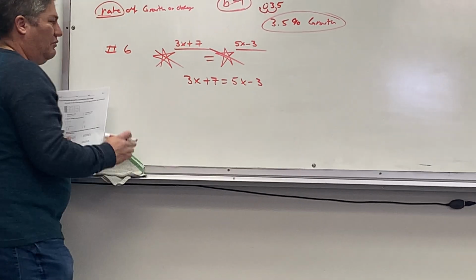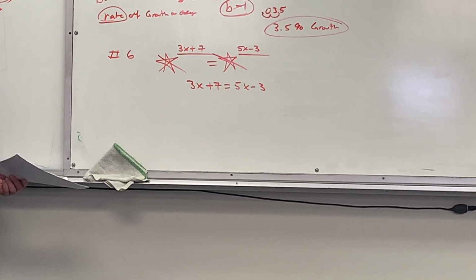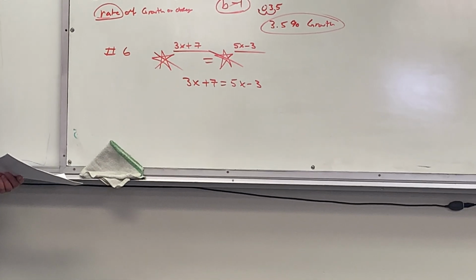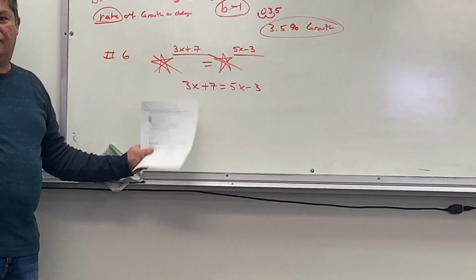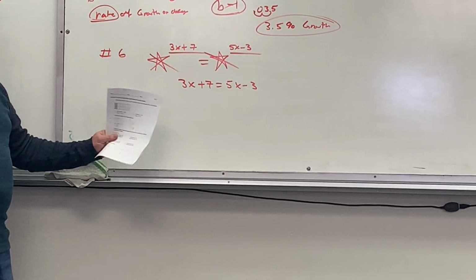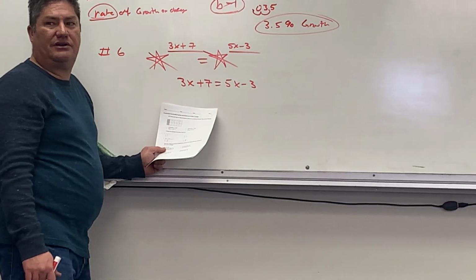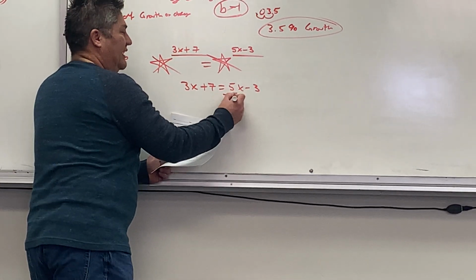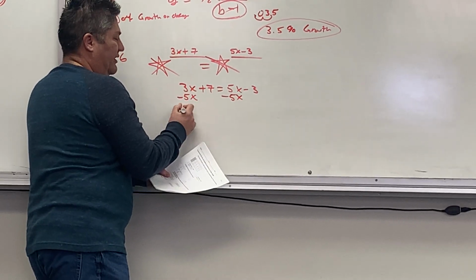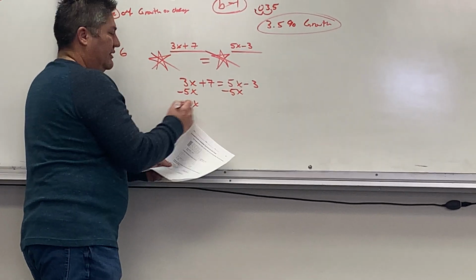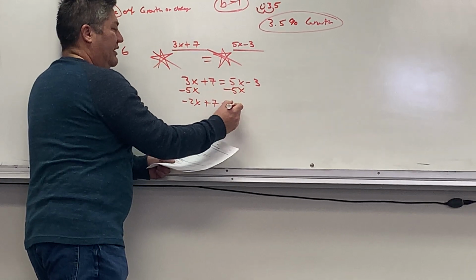So Keena, what do I want to do to both sides to get all my x's on one side? So notice I said focus on the x first. Focus on the x's first. What should I subtract from both sides? 5x, she says. Is that okay? Sure, it might make it negative, but that's okay. She's bringing her x's over here. Negative 2x plus 7 equals negative 3.